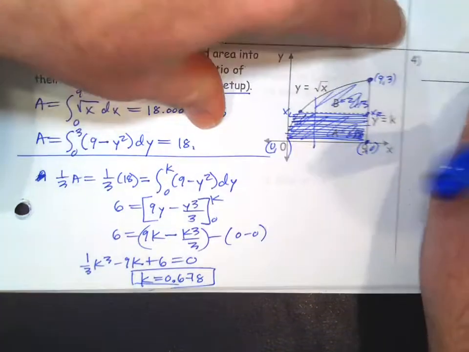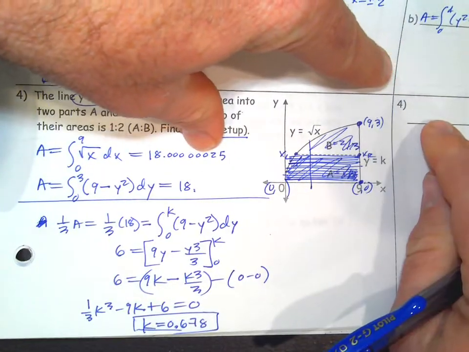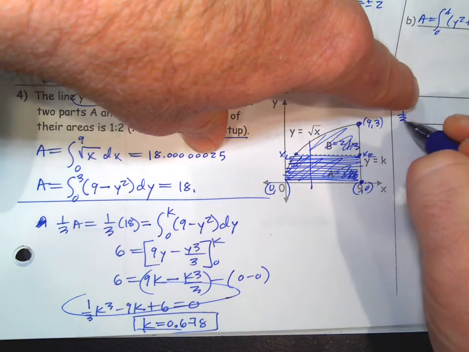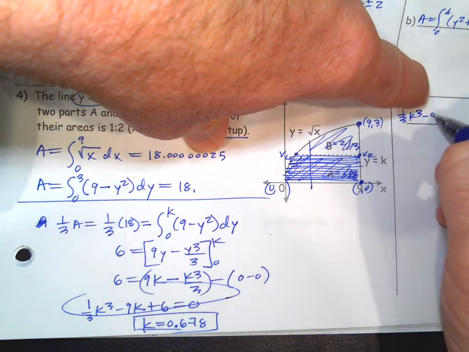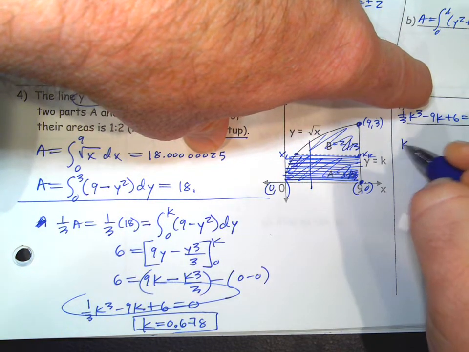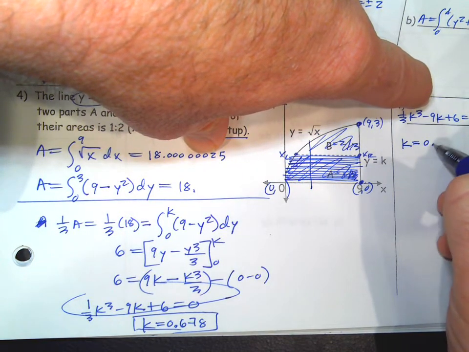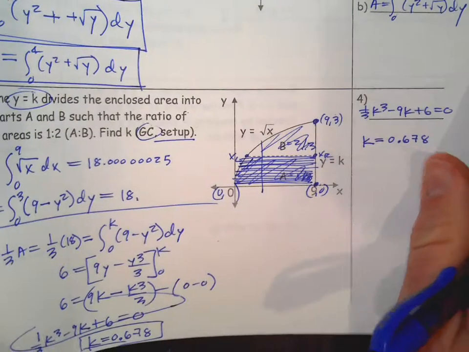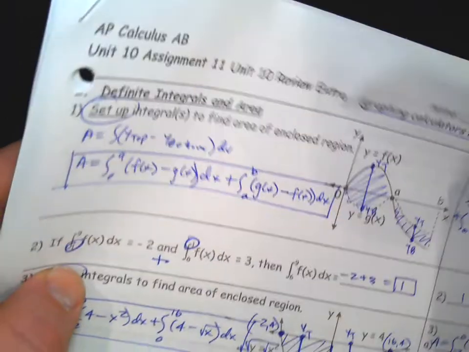Okay. So I might ask you for the setup over here. The setup would probably be like this guy right here: 1/3 k cubed minus 9k plus 6 equals 0. And then we used our graphing calculator. This is what we used our graphing calculator for, to find the answer. So you're going to have a problem like that on your test. You know how to do it.